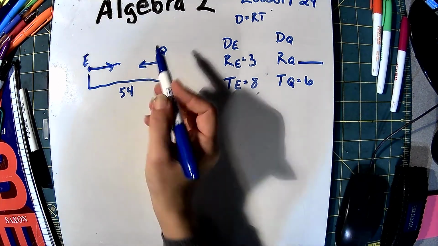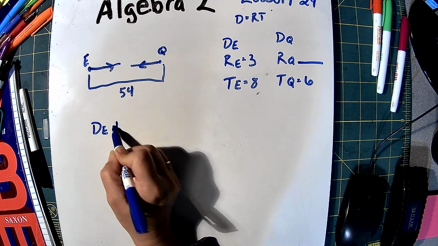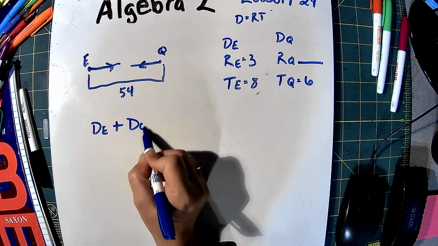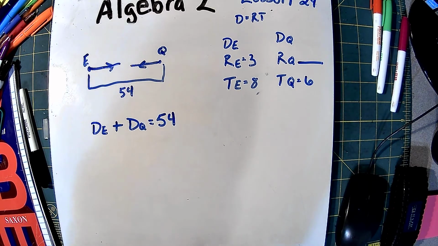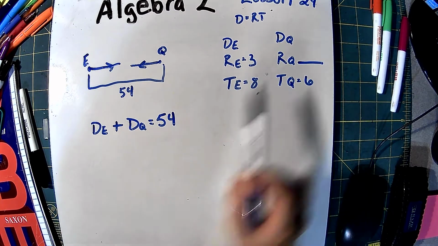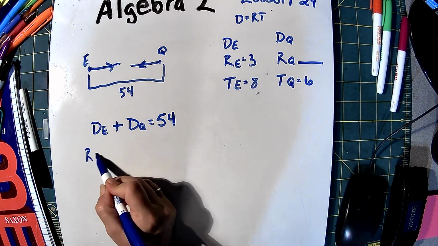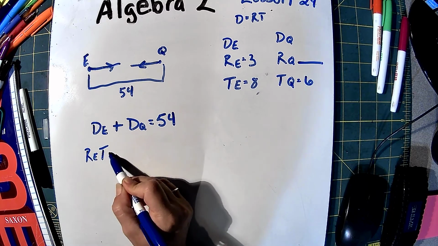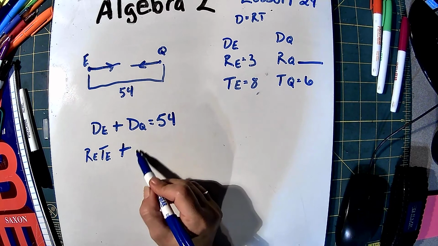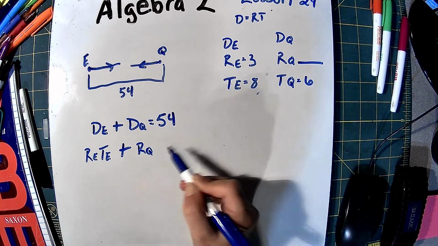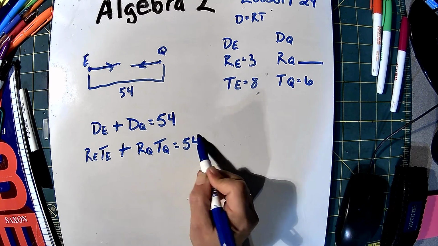And we know that the distance of Edward plus the distance of the Queen equals 54 miles. So we're just going to replace distance of Edward with the rate times the time of Edward, so rate of Edward times the time of Edward. And then we're going to add that to the distance of the Queen, which is the rate of the Queen times the time of the Queen. And that's all going to equal 54.